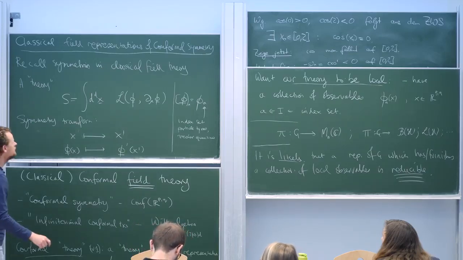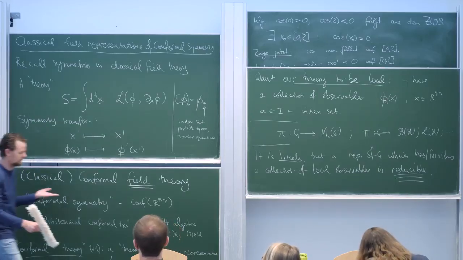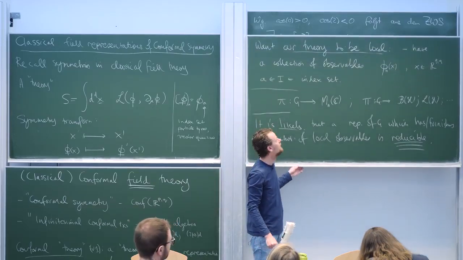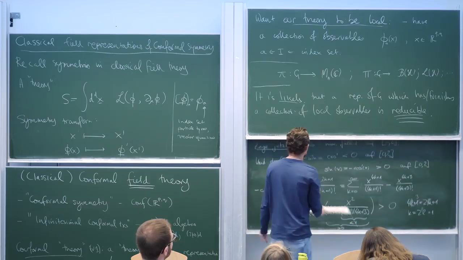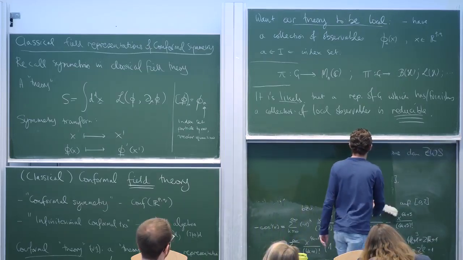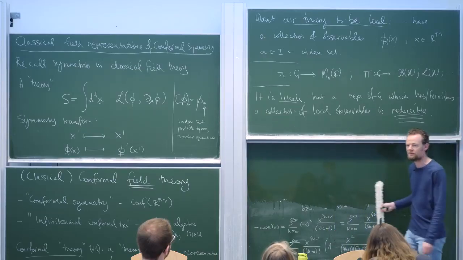I'll draw a picture. Suppose our space-time is two-dimensional and we have a vector field, a two-dimensional vector everywhere. I'm going to show you the result of an active rotation of our space-time.